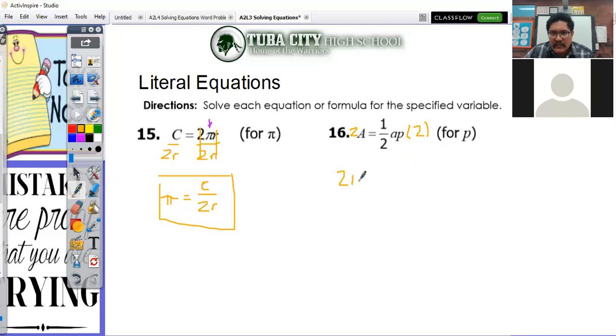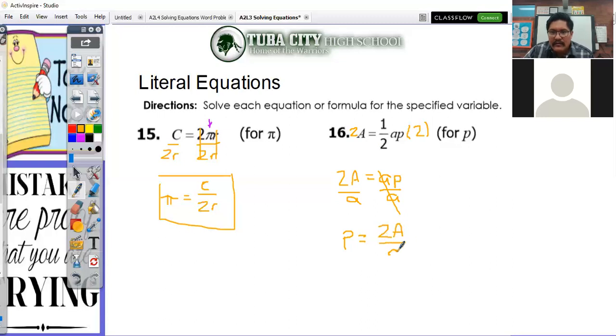So I get 2a equals, and then half of 2 is 1. 1 times ap is just ap. So I got rid of the fraction now. And I know that one's a bit of a tricky one. So I still need to get p by itself. So I'm going to get rid of this a. So divide both sides by a. So p is by itself now. So I'm going to switch the sides. So p equals 2a over a.